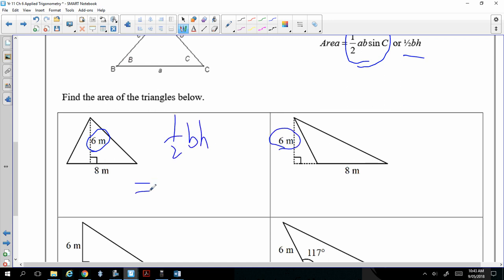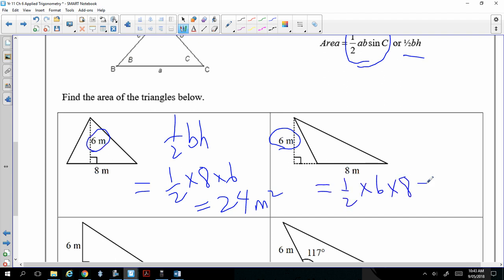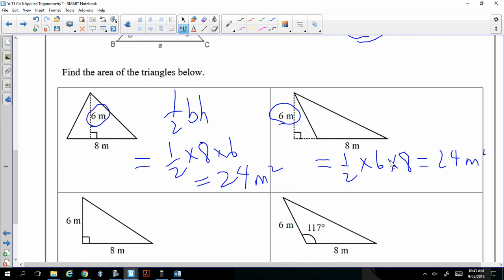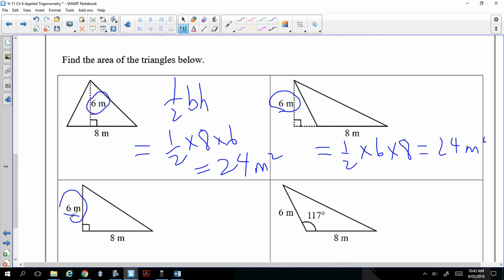So if you do that, you go half times 8 times 6, you get 24. And the formula also works for this triangle, half BH. You go half times 6 times 8, which is also 24. I think they're all 24, isn't it? Because they are all perpendicular heights. The height is given. So you get half times 6 times 8, which is 24 again.